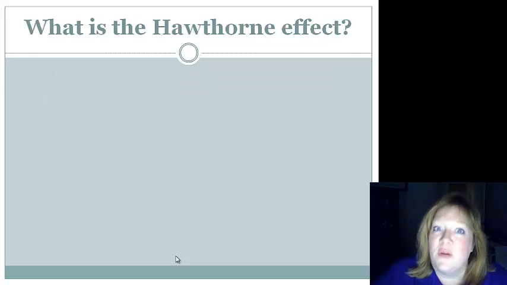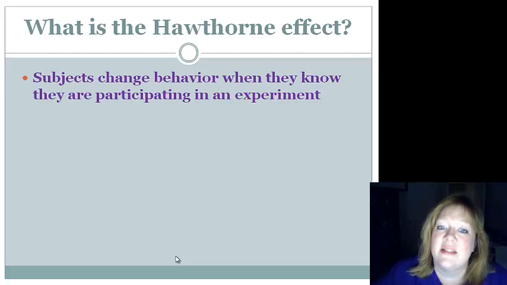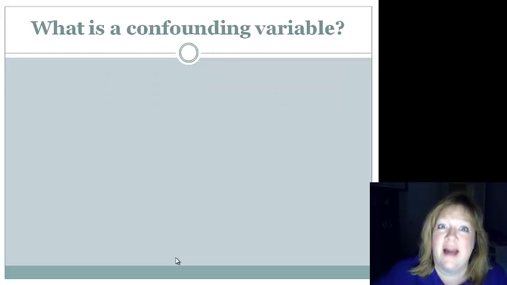The Hawthorne effect. This is not the scarlet letter. No, no, no. What this says is subjects could change behavior when they know they are participating in an experiment. For example, the sit-up scenario. These people might go on a diet because they know they're part of this experiment and they want to do a better job. So they change their behavior.